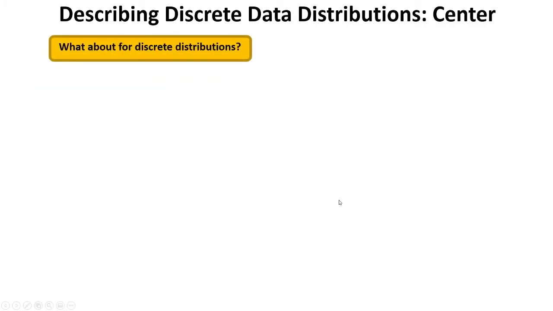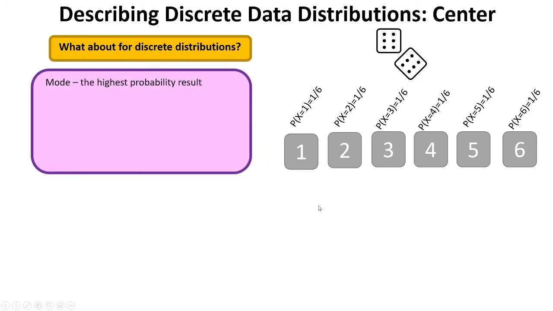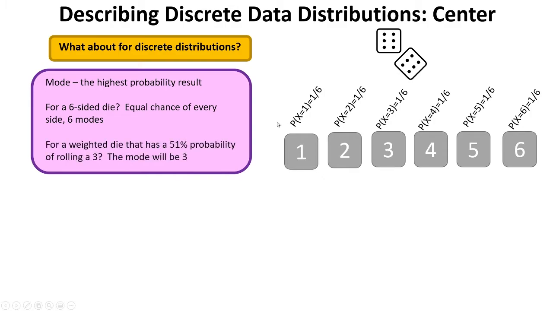All right. So what about for discrete distributions? We'll go back to our dice example. For a discrete distribution, the mode is going to be the highest probability result, just like for the continuous distribution. For a six-sided die, there's equal chance of each of the 6 sides. So for a six-sided die, there's essentially 6 modes because it's flat. But for a weighted die that has a 51% probability of rolling a 3, the mode will end up being 3 because that is the peak, or the highest probability outcome in the discrete distribution.